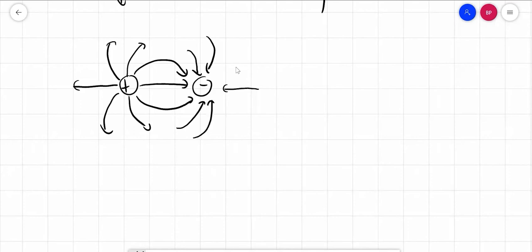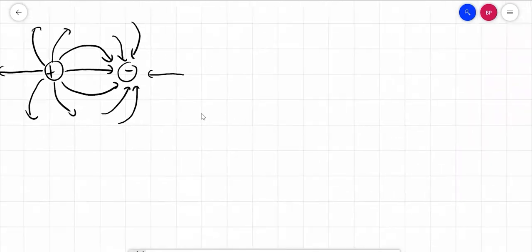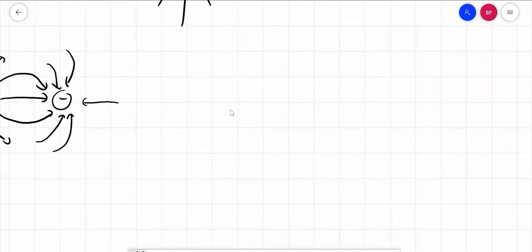So the point is that all of these lines that start over here have to ultimately end at this negative charge. And finally, the parallel plates, we've drawn this one a whole bunch of times.